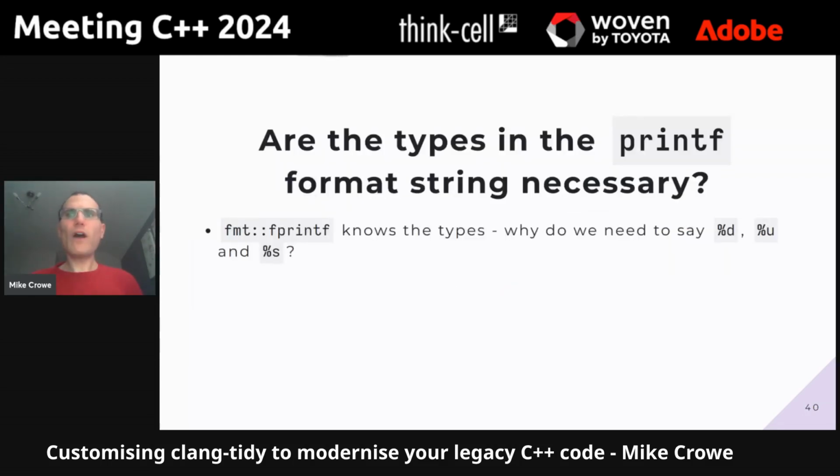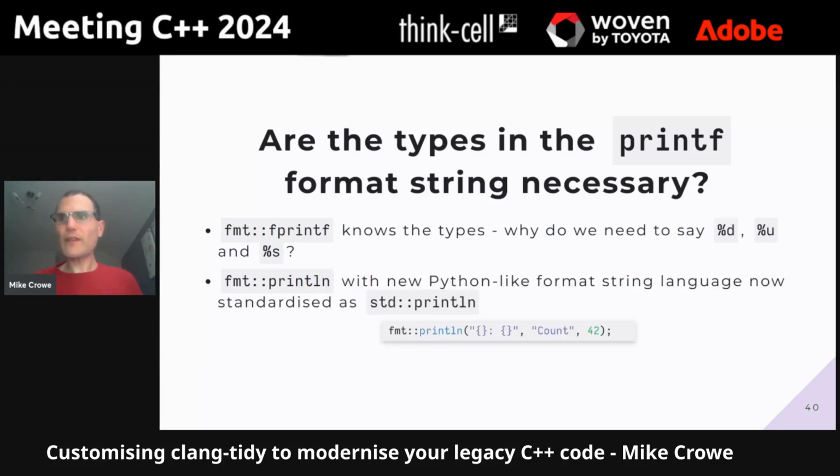But why do we even need to say %d, %u, and %s to differentiate between numbers and strings? C printf relied on the types being inferred from the format string, so it could know how to extract the arguments. fmt::fprintf doesn't need to do that, since it actually knows the types at compile time. The format library already implemented what would go on to be std::format and std::print in C++20 and 23. std::print uses Python-like format strings that mean it's no longer necessary to specify the type at all in the format string.